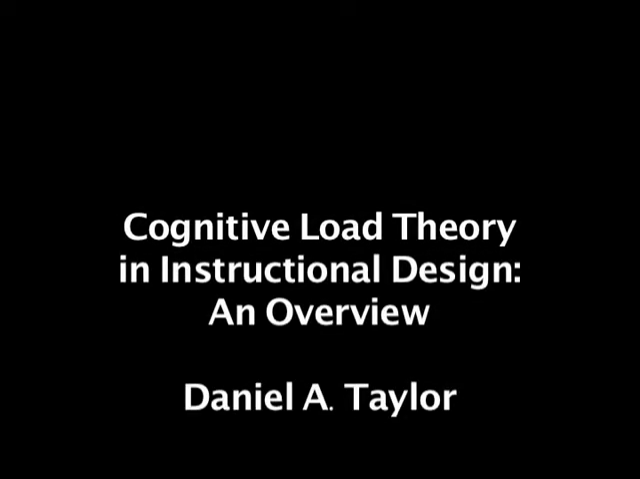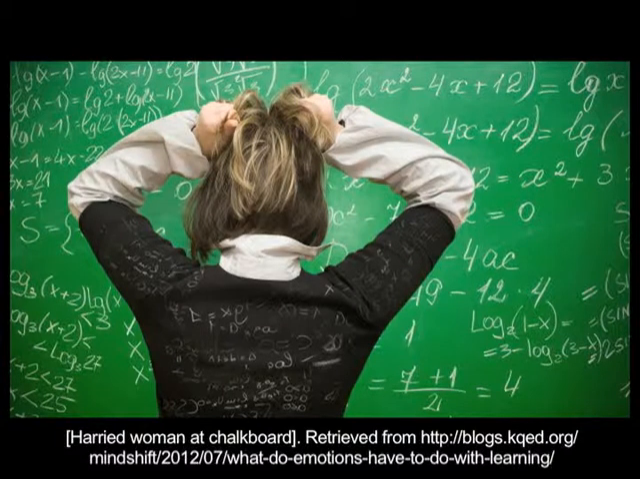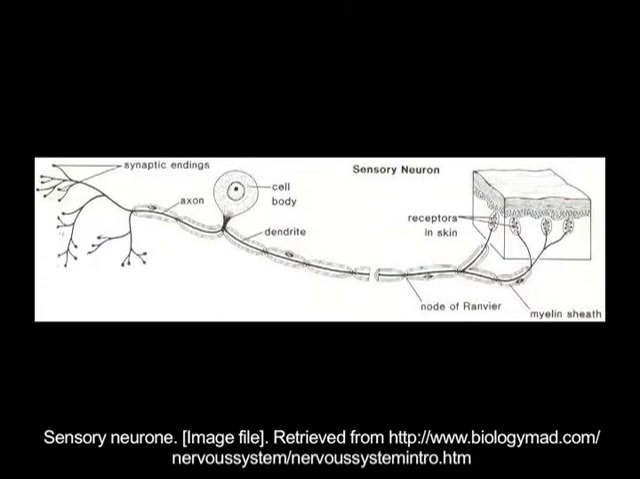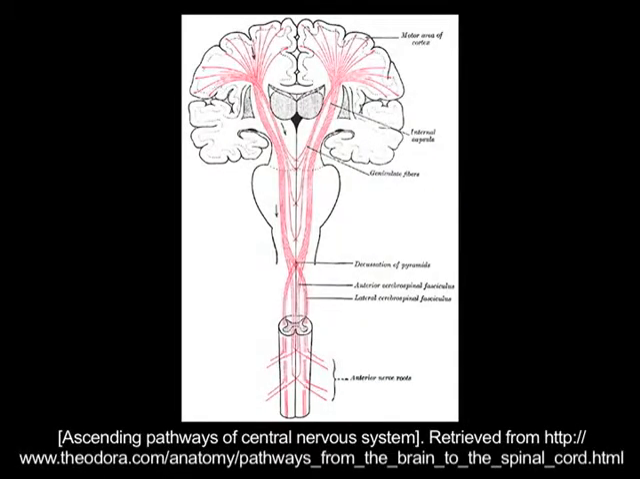I'm Daniel Taylor. Every time you learn something, a complex process is occurring. Information is perceived by your sensory receptors, travels along your nerves to your central nervous system, and ends there.